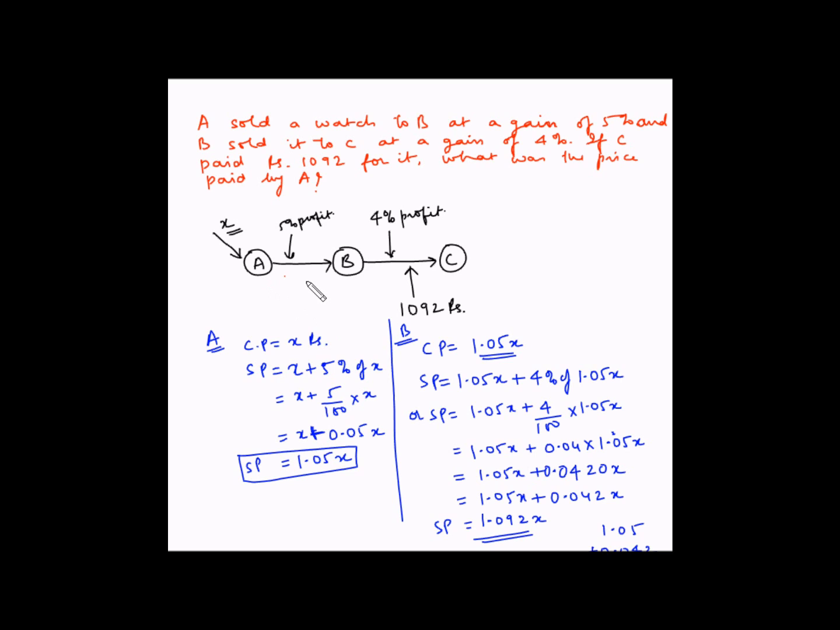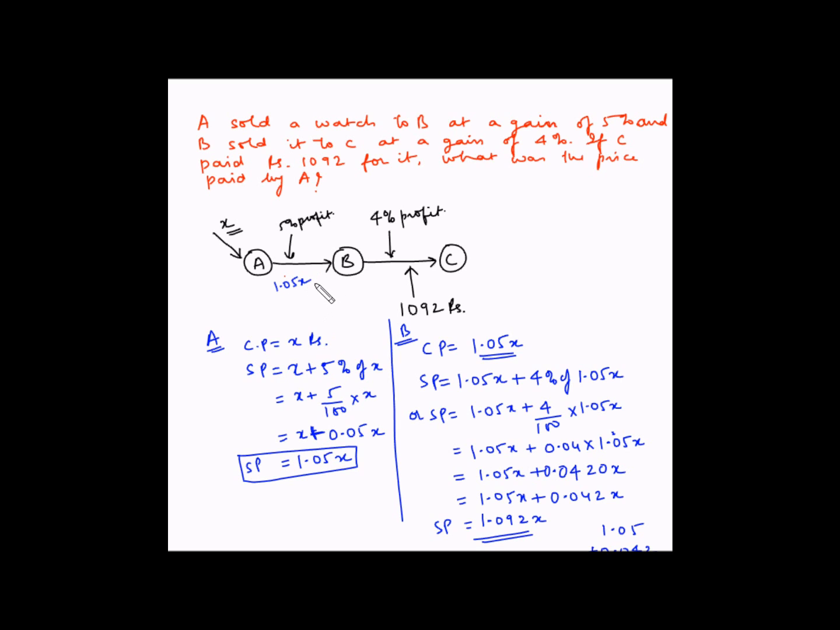Now let's look at a quicker method to calculate this. So A bought it at X rupees and A sold it at 5% profit. So the selling price is X plus 5% of X, or in other terms we can put 1.05 times X. So 1.05 times X is the selling price of A. So how we do it is we put 1, and 1 represents that it is X, and then 5% of X, so which is plus 0.05, so it becomes 1.05 times X.